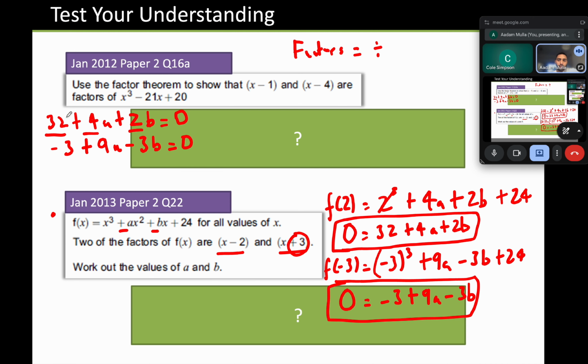What's the common factor of 32, 4 and 2? I don't know. What could you divide them all by? You probably learned this when you were 7 or 8. 1. 1, yeah, there's one other option. Is it 2? Yeah, it's 2. They're all even. You don't have to do this, but I think it just makes it a little bit easier because it gives you smaller numbers. So I'm going to divide everything here by 2. I got 16 plus 2a plus b equals 0. And then what's common with all of these?